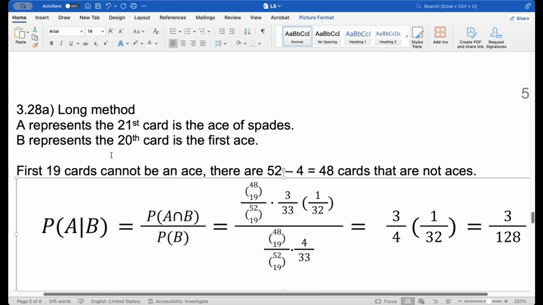To figure out the probability the 20th card is the first ace, we have to make sure that the first 19 cards are not aces. There are 4 aces in the deck, so 48 cards are not aces. We're going to select 19 cards, and for the first 19 we avoid the aces. So it's 48 choose 19, out of a grand total of 52 choose 19. That's the overall number of possibilities for choosing 19 cards.